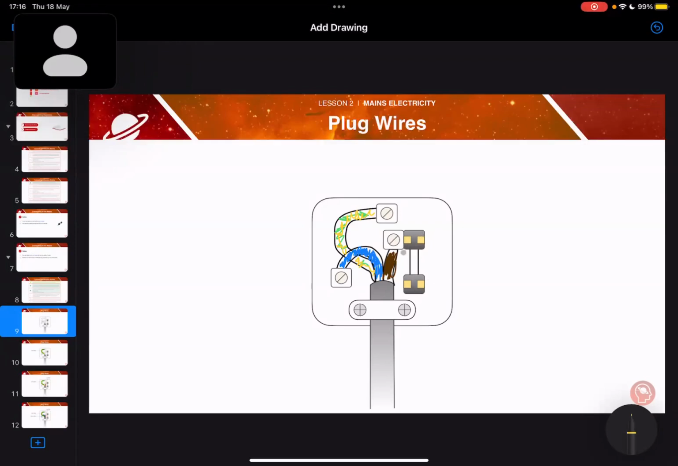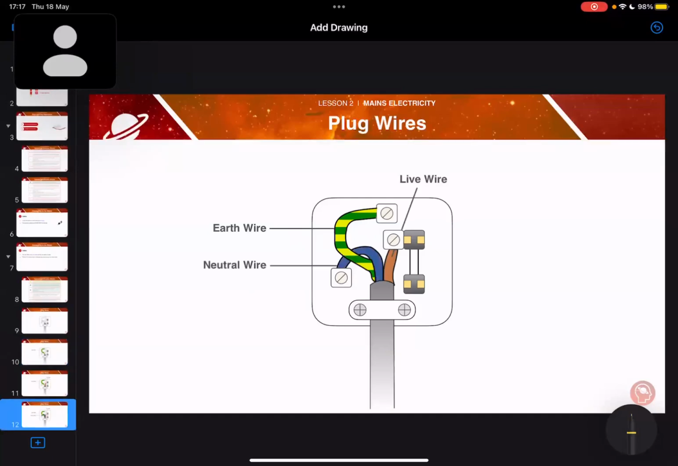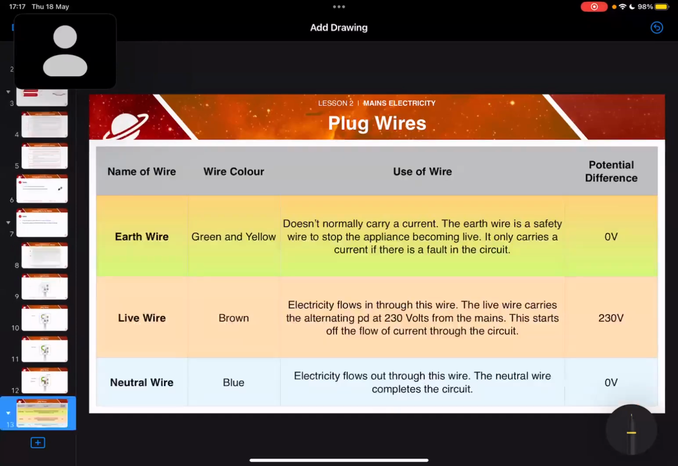Every single socket needs a fuse, because if you don't have a fuse, it's going to be really dangerous. And we'll talk about why that happens as well. So you've got 3 wires: a blue wire, a brown wire, and another wire that is essentially green and yellow. The green and yellow one, which they've drawn a lot more neatly than I have, is the earth wire. Then the brown one is your live wire. And there's another one, which is your neutral wire, and that is blue.